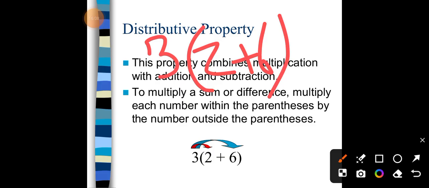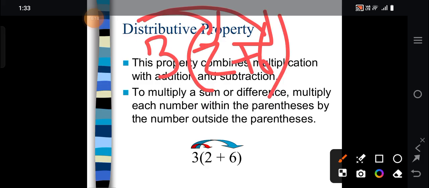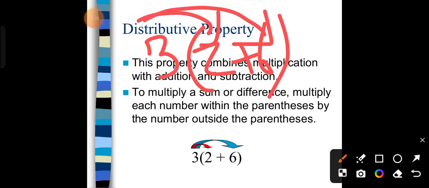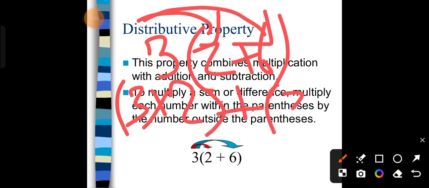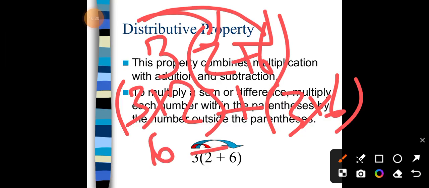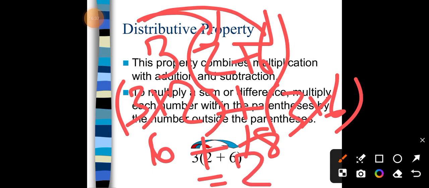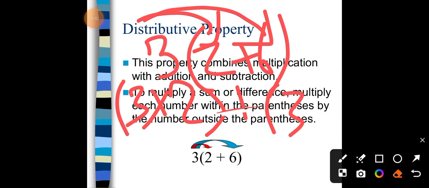Now here it's been said that the outer number is gonna be multiplied with each inner number in the parenthesis once. Okay, now here we're gonna get this. Then we're gonna combine that. Now 3 multiplied by 2 plus 3 multiplied by 6, we're gonna get 6 plus 18, which is 24. Now the final answer that's coming with us is 24.